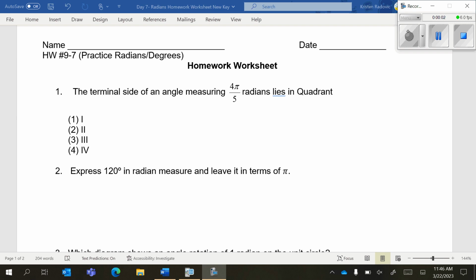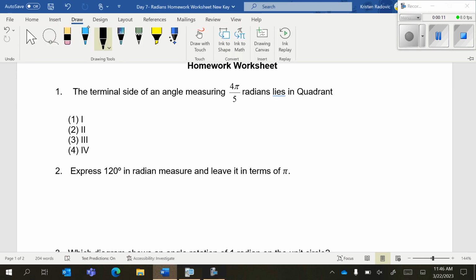Hi everyone, this is going to be a great review for your quiz on Friday. I really suggest trying these problems on your own first and then using the video to see if you got them right. So I'm going to do the first problem two ways.